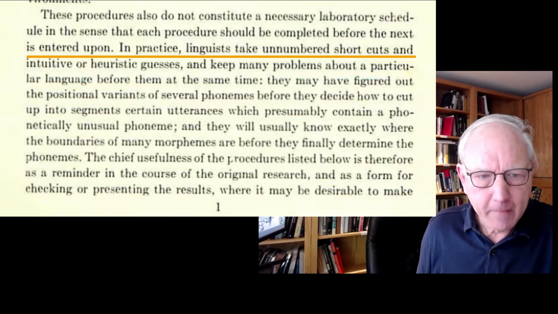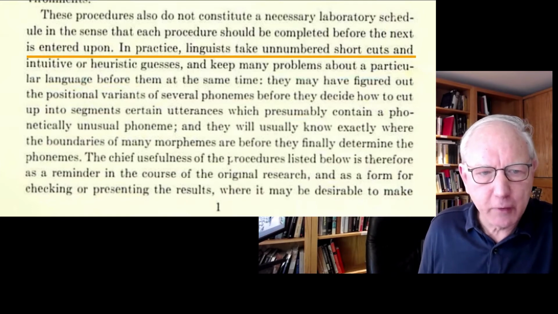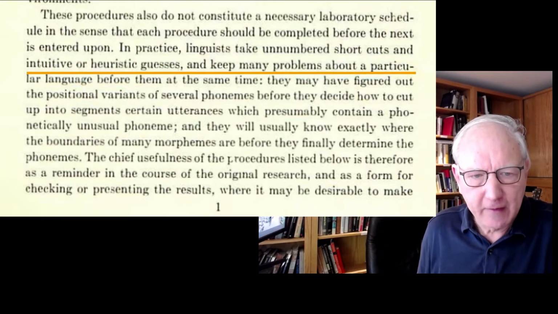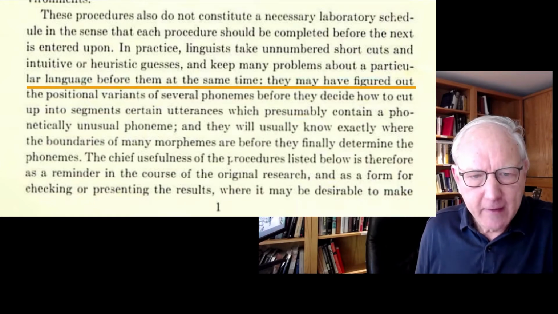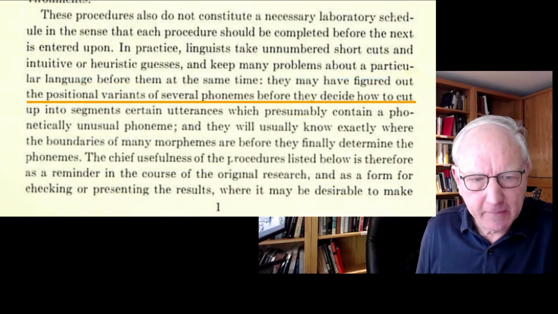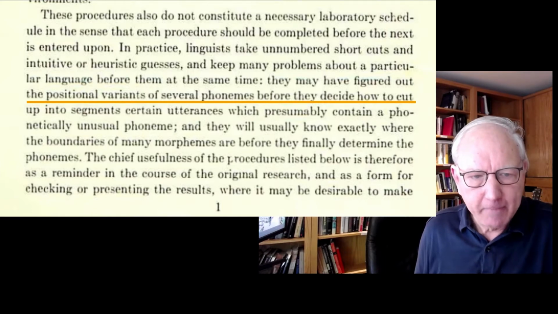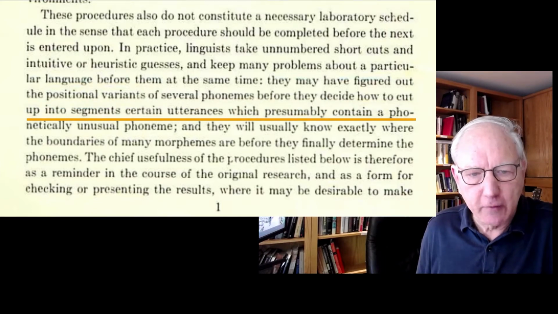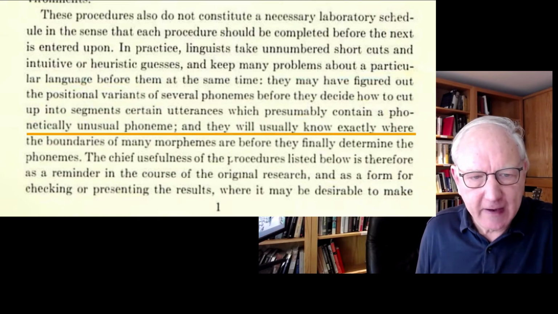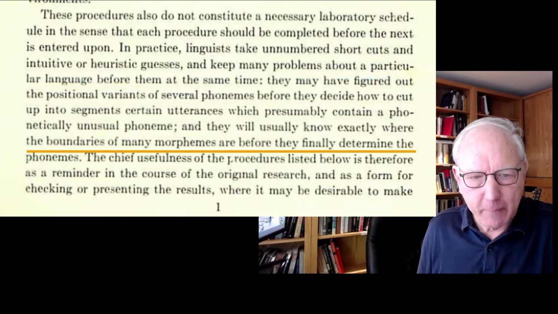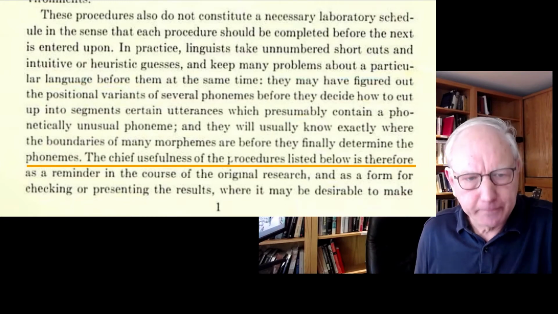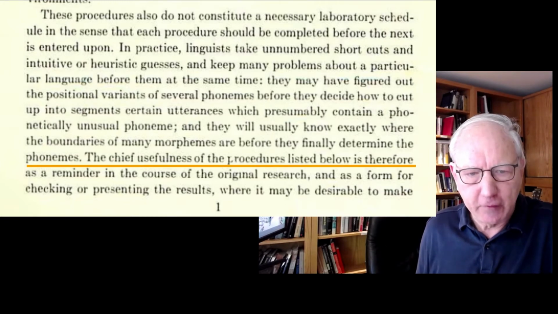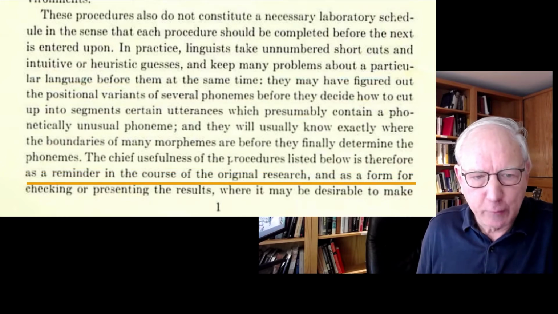Back to Harris. "In practice, linguists take unnumbered shortcuts and intuitive or heuristic guesses and keep many problems about a particular language before them at the same time. They may have figured out the positional variance of several phonemes before they decide how to cut up into segments certain utterances which presumably contain a phonetically unusual phoneme. And they will usually know exactly where the boundaries of many morphemes are before they finally determine the phonemes." It's not a problem.